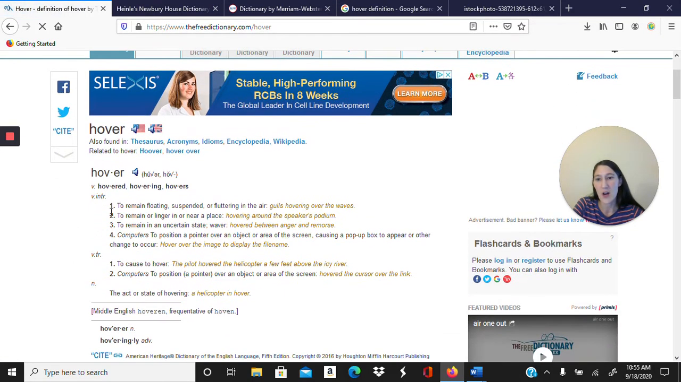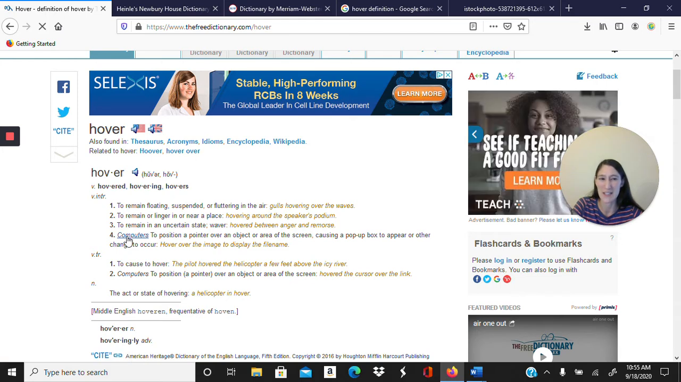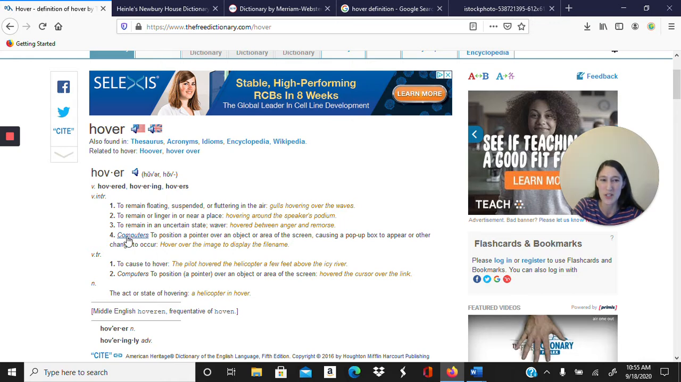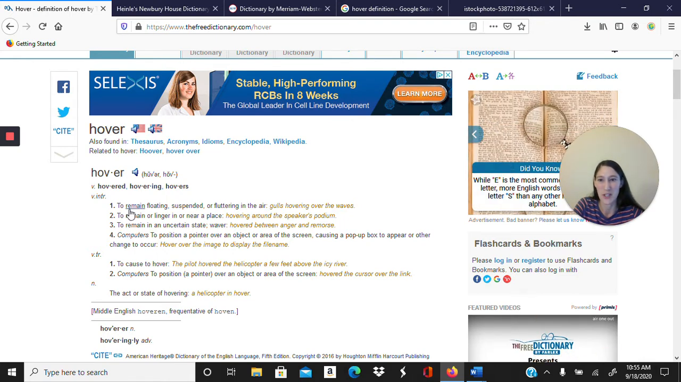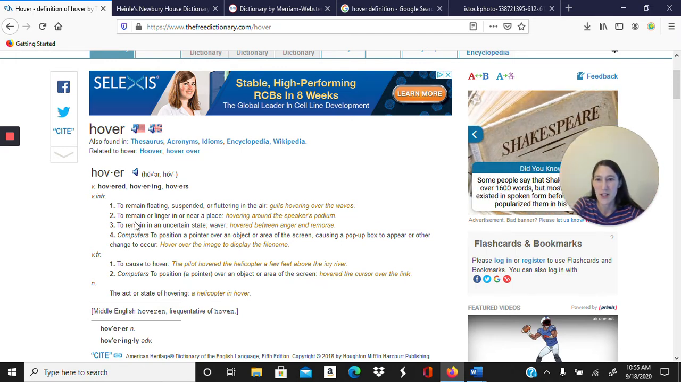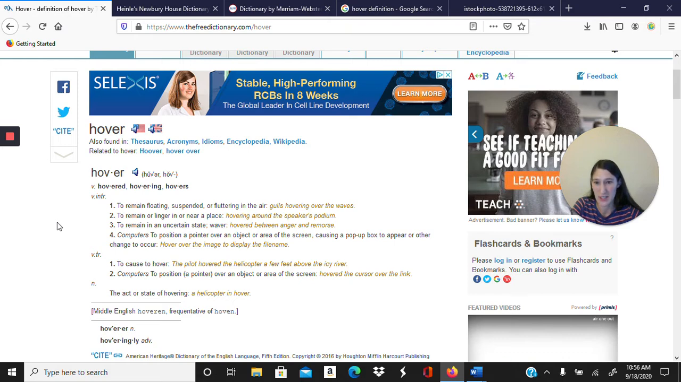And here now, I get some more definitions. And I can start to look at these and say, okay, this one says it's on computers. My sentence is not connected to how it would be used on computers. So that's probably not going to be the right one. But if I look at the others, to remain floating, and it says gulls hovering over the waves. Not quite. That's my mind, I was thinking of the hovercraft. To remain or linger in or near a place.